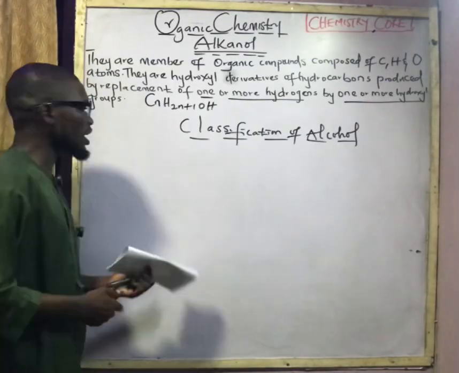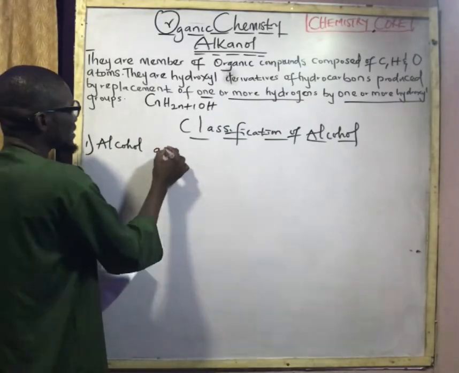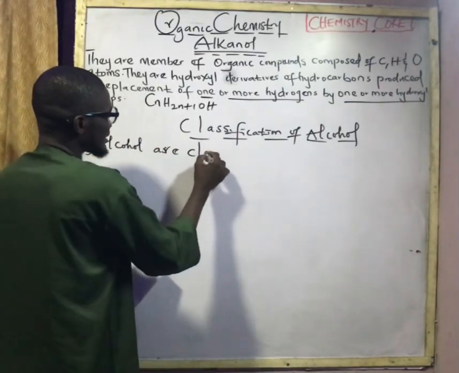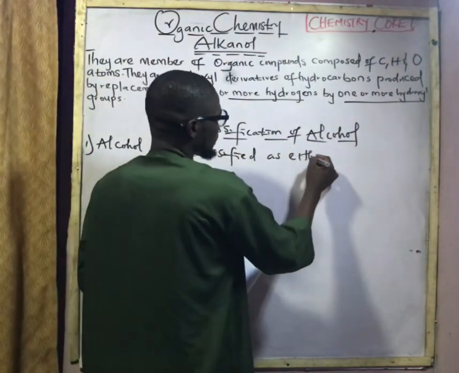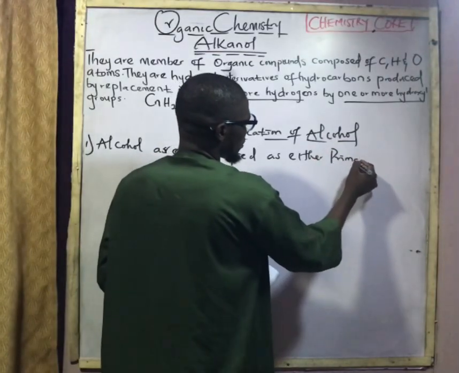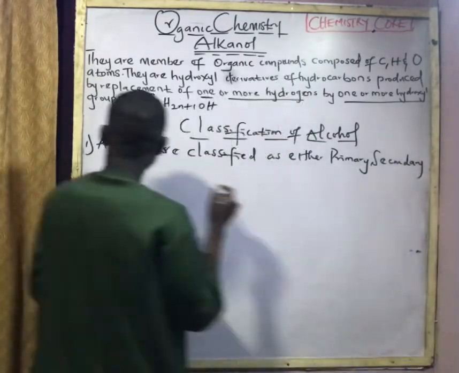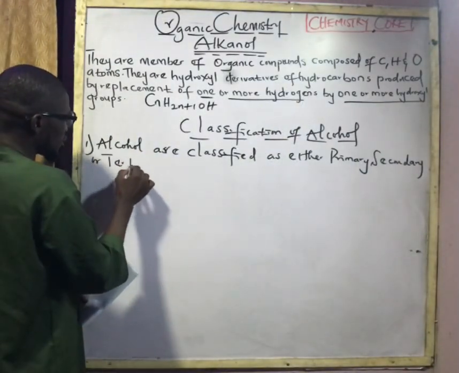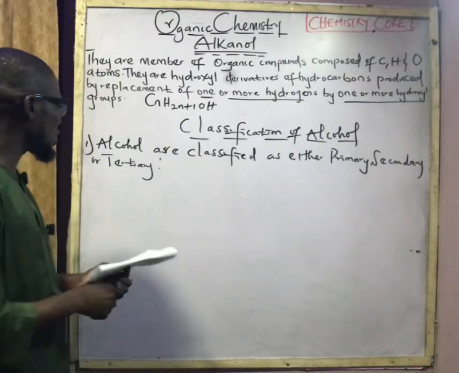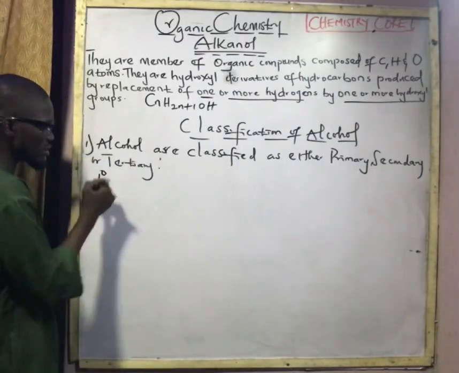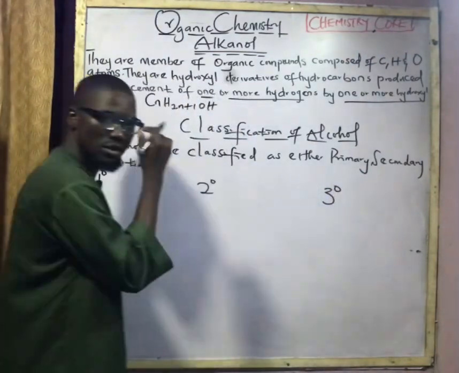So guys, come closer. The first one is alcohols are classified as either primary, secondary, or tertiary. Now, how can we deduce this? One thing you should know is that when we are talking about the primary, we have this. When we are talking about the secondary, we have this. And when we are talking about the tertiary, we have this. Are you with me now?